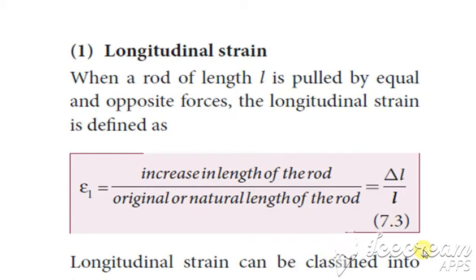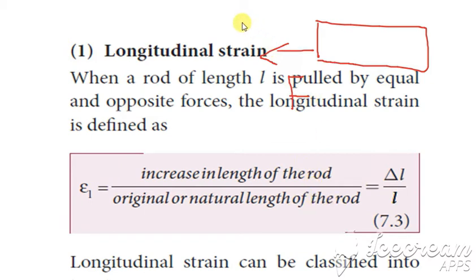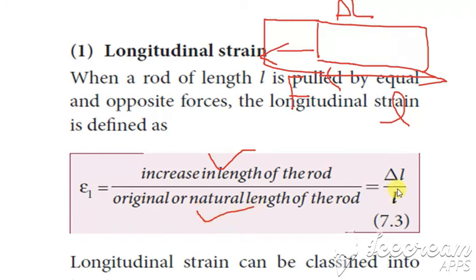First, longitudinal strain. So when a rod of length L is pulled by equal and opposite forces, here we are considering a rod, and this rod is given a force such that the change in the length we denote as del L, and the original length we write as L. So the increase in the length divided by the original length, that is del L divided by L. So this is longitudinal strain.